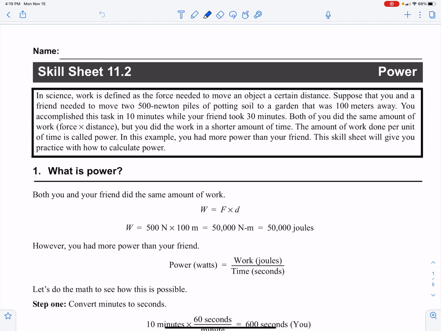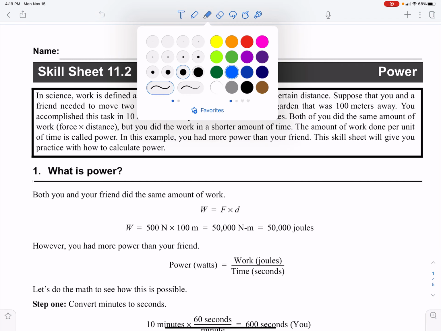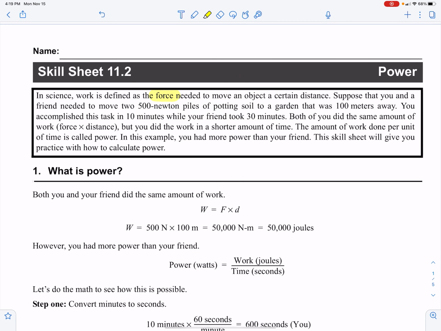In science, work is defined as the force needed to move an object a certain distance. And so you might remember the equation for work was force times distance. Suppose that you and a friend needed to move two 500 Newton piles of potting soil to a garden that was 100 meters away. You accomplished this task in 10 minutes while your friend took 30.